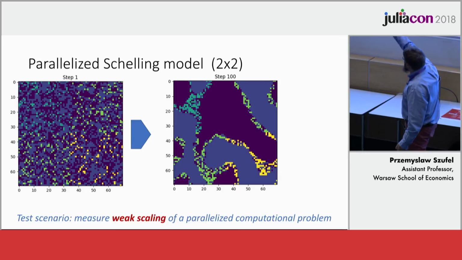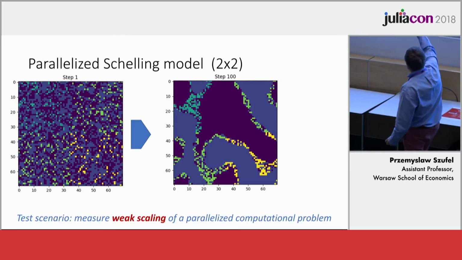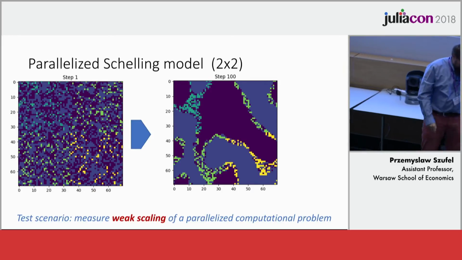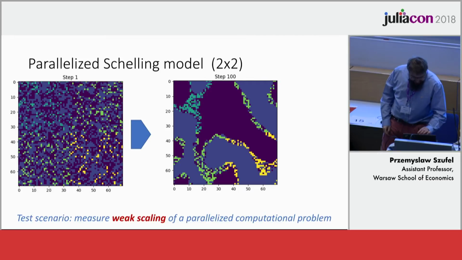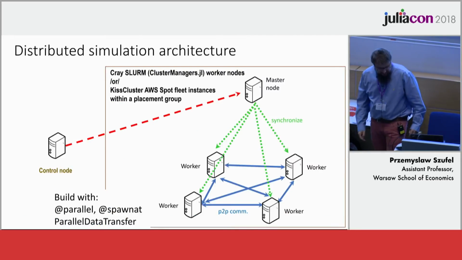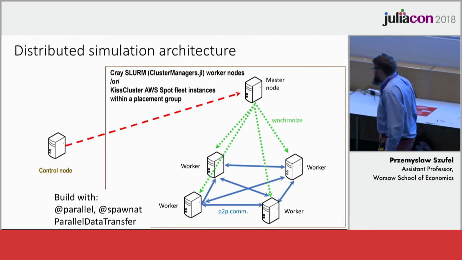So I have implemented such a model. Here's the slightly colored square, so it was running on 4 processes, and still I could get these racial ghetto patterns. So how were the experiments designed?